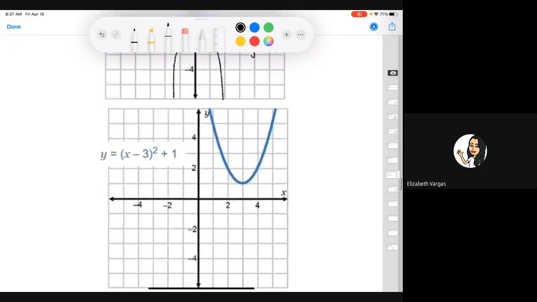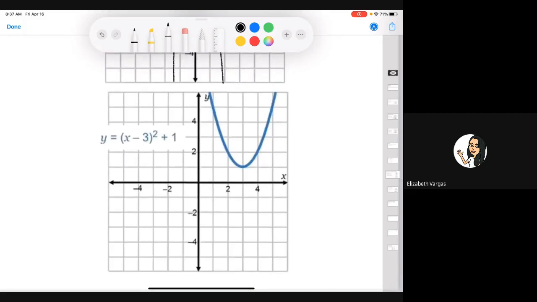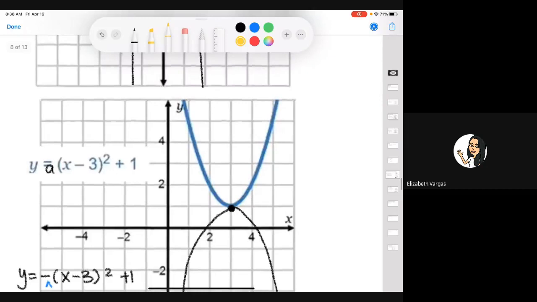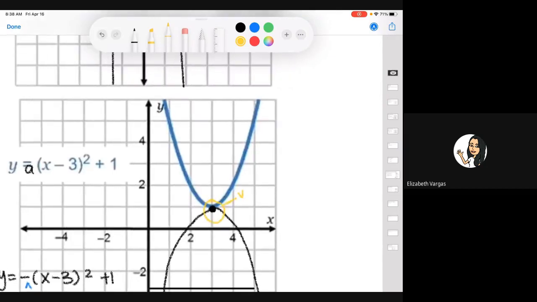Okay, same thing over here. There actually is an a here. It's just imaginary. The a would be right here. So if I were to create an equation y equals negative (x minus 3) squared plus 1, remember there's an imaginary a right here. If it says negative, then again I keep my vertex the same, but my graph will be flipped. It'll be flipped about that vertex right there.